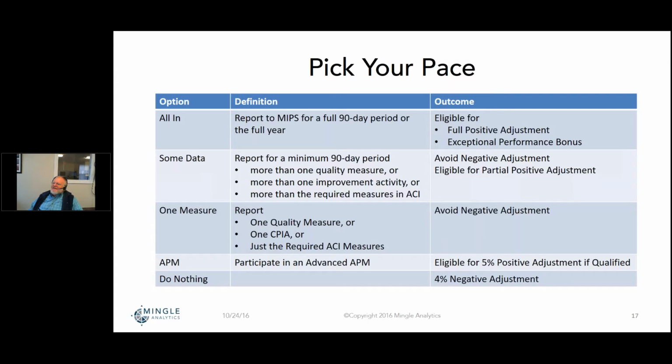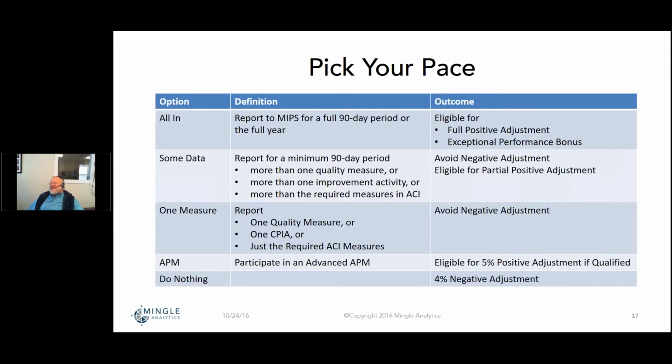Everything else remaining is the same. Your 90-day reporting period can be a different period for each of your performance categories. So you're giving some data about each of the 3 surviving performance categories, each for a 90-day period, and just a little bit extra, and you can earn a positive adjustment, at least a partial positive adjustment.